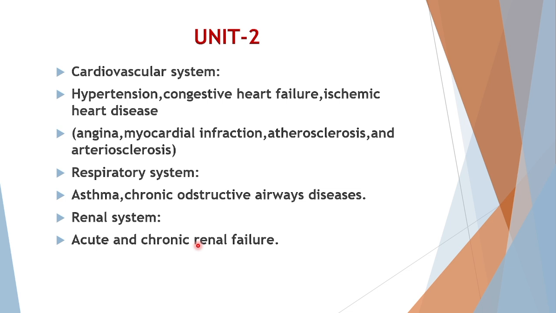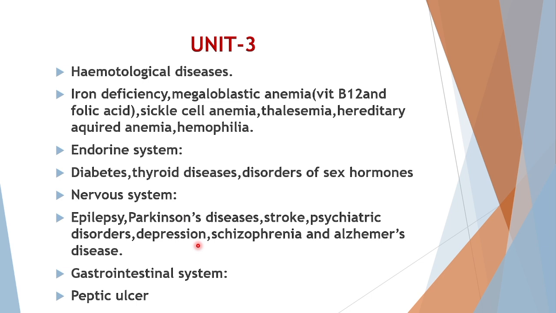And renal failure is mostly of two types: acute renal failure and chronic renal failure. Next, unit 3. The topics covered are: the first one is hematological diseases. What are hematological diseases? Hematological diseases are mostly blood related diseases.